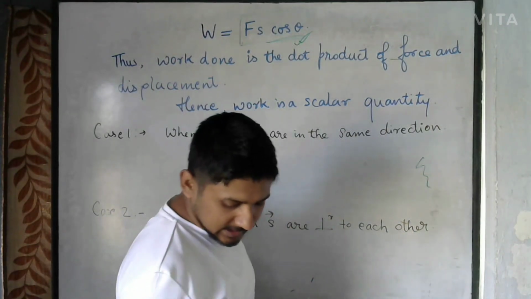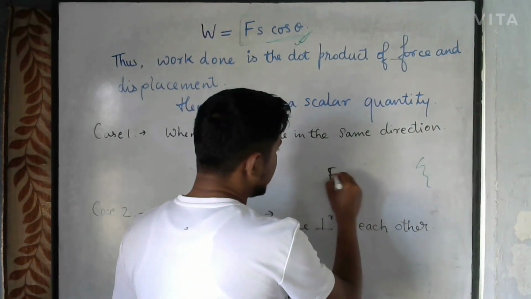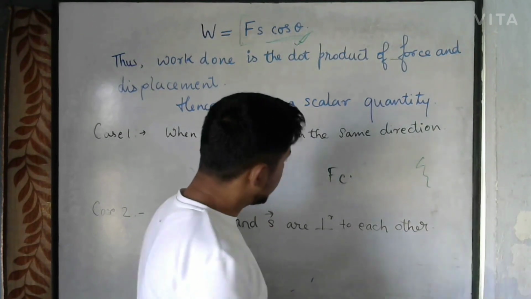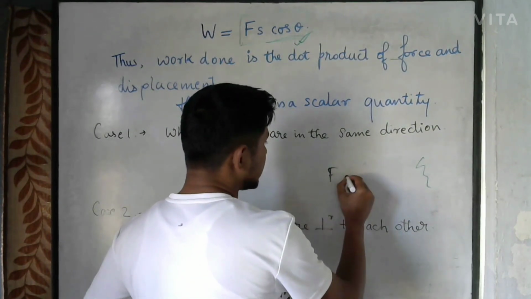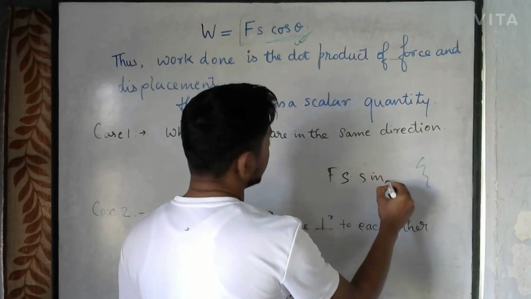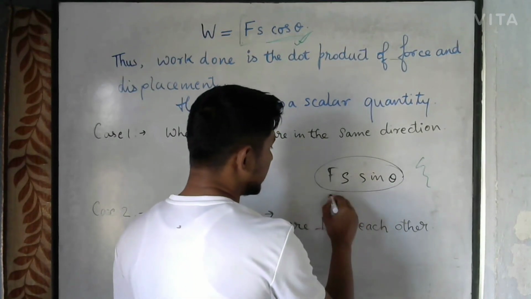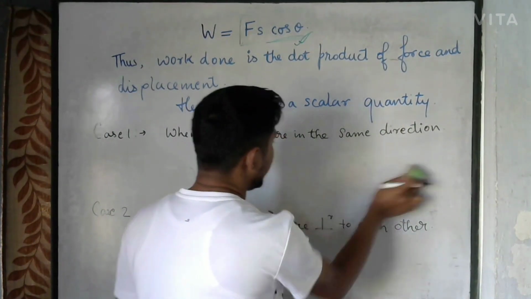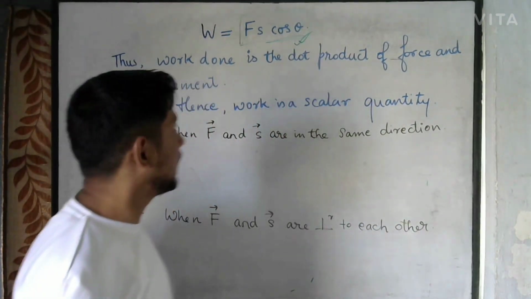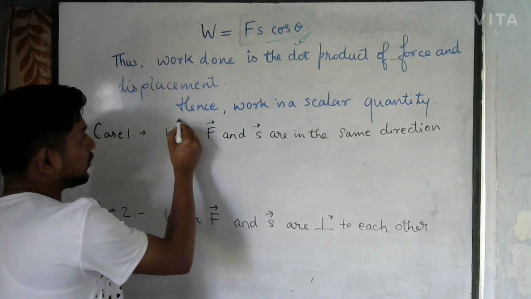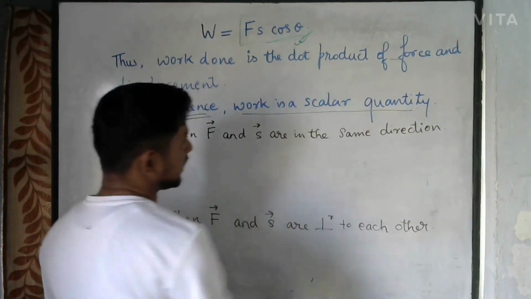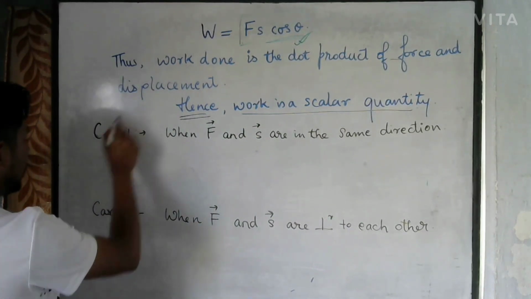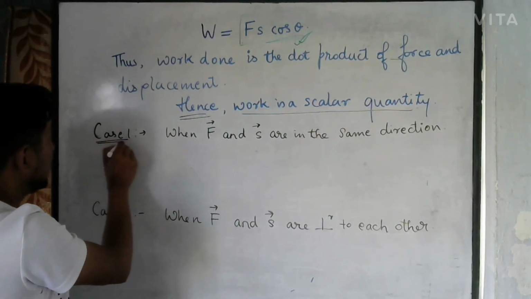Imagine if it was something like this. Imagine if it was Fs sin theta, right? So that means it was supposed to be cross product, but it is not sin theta, so that is why it is going to be a cross product, right? Okay, so hence I can also say that work is a scalar quantity, right? That's done. Now you can pause the video and write this down. Let's go for this one now.